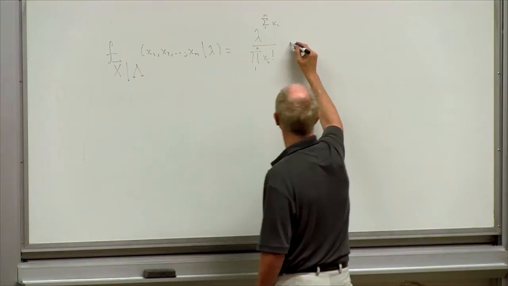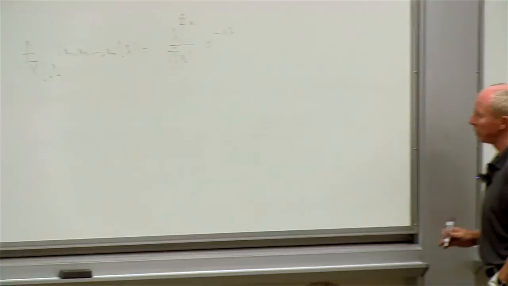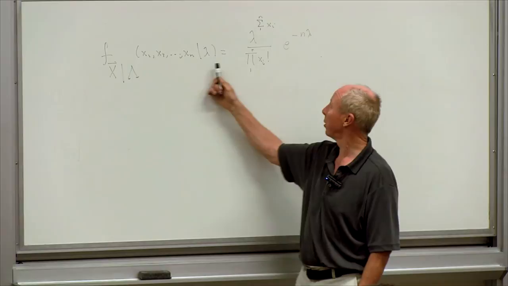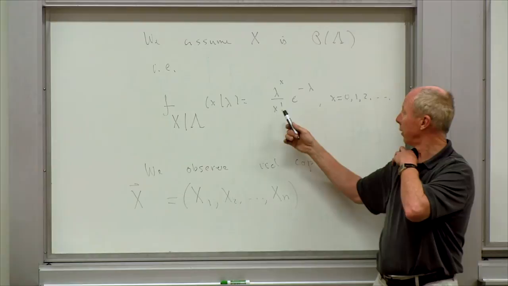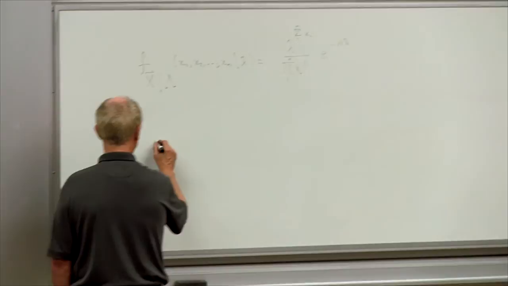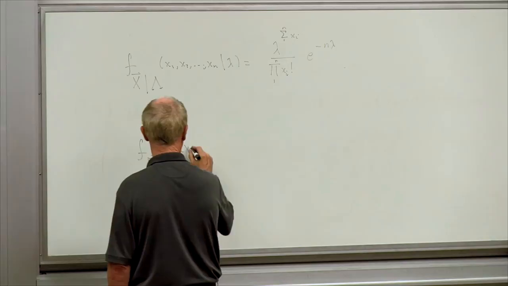The conditional density of observing little x1, little x2 through little xn, given that the parameter value is lambda, would be this. They're independent, so it'd be the product of these individual ones, where I put xi in here. When I take the product of these with xi here and here, we get this.